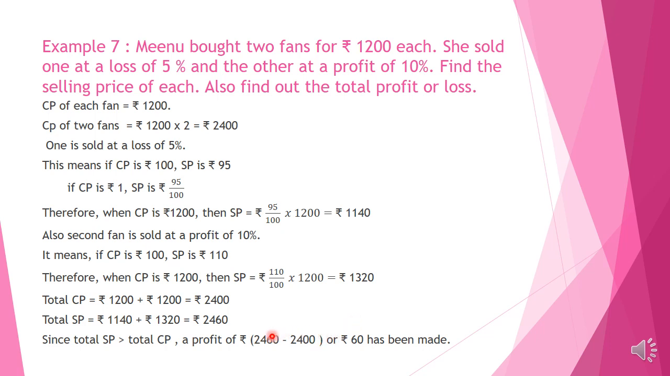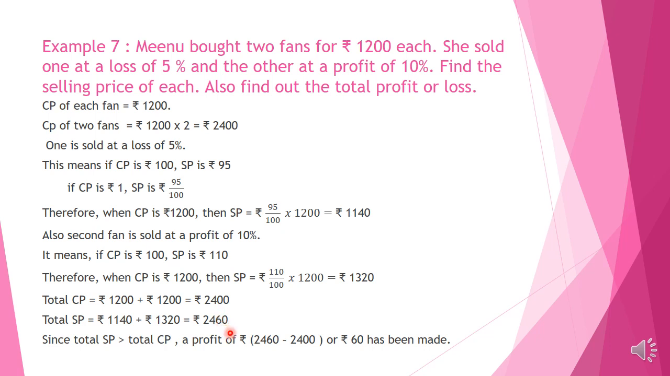Okay, so for this we have to find total SP and total CP. Total CP we already got as rupees 2400. Now total SP, let us find: 1140 and 1320 we have to add, and on adding we get rupees 2460. And here see children, total CP of two fans is rupees 2400. Total SP is 2460. So what is the bigger number here? You know, SP is greater. So if SP is greater, then there is profit. So profit is equal to 2460 minus 2400, equal to how much do you get children?